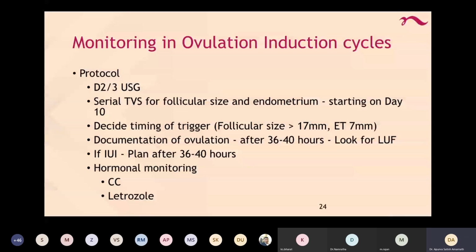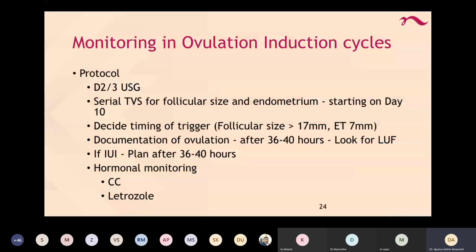If the patient is planned for IUI, plan it within 36 to 40 hours after the trigger is given. Now, in an ovulation induction cycle, hormonal monitoring has a limited role, but it is important to remember that in case you choose to do hormonal monitoring for any reason, like you want to check the risk of hyperstimulation, and measure the E2, you can only do that in a CC cycle, that's a clomiphene cycle.